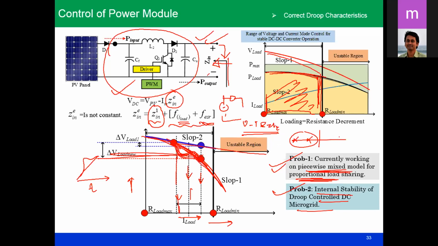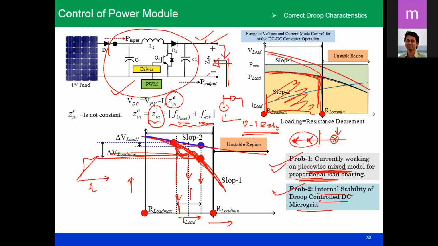So a dynamic system may have a pole which lies in the left half side, but if you consider the initial condition in a closed loop feedback system, you can find that there is a right half zero, one pole coming in the right half side, and that makes the system unstable.